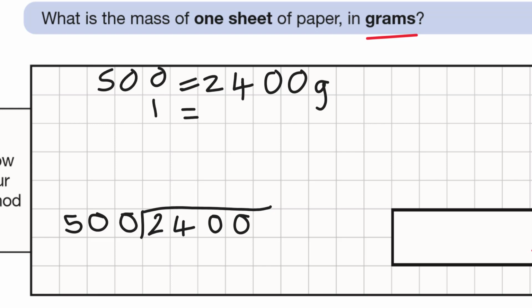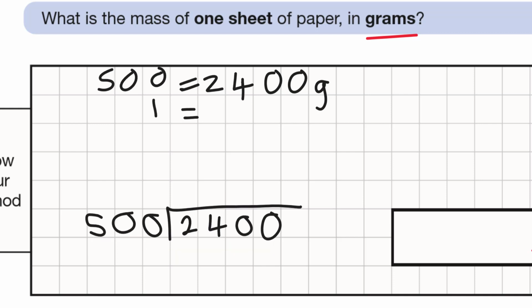So let's get to it. And I'm just going to show you a shortcut after this, but let's just do it this way to begin with. So 500 into 2,400 in a bus stop method is not going to be very efficient because 500 doesn't go into 2, it doesn't go into 24 or 240, and you're just going to have to figure out how many times 500 fits into 2,400. So you could count up in 500s. Or what I would do is to make each number smaller.